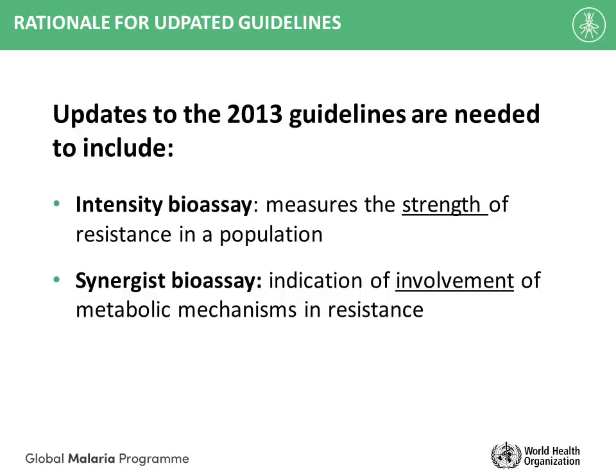The second edition of the test procedures includes a way to measure the intensity of resistance and a synergist insecticide bioassay, both using the same tubes and impregnated papers as the normal susceptibility test. The intensity bioassay measures the strength of the resistance in a population, and the synergist bioassay provides an indication of involvement of metabolic mechanisms in resistance.